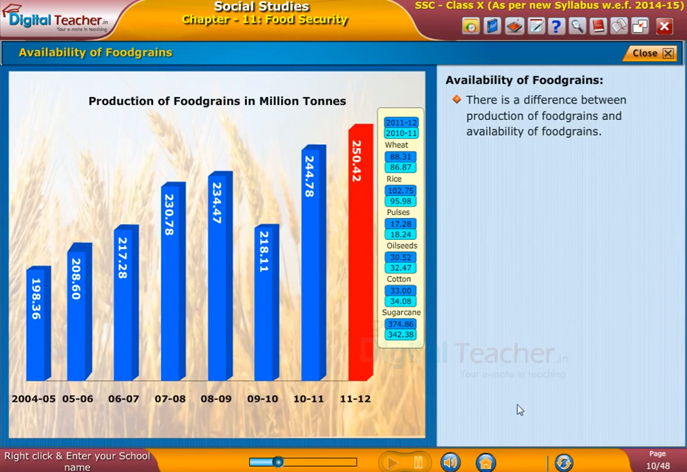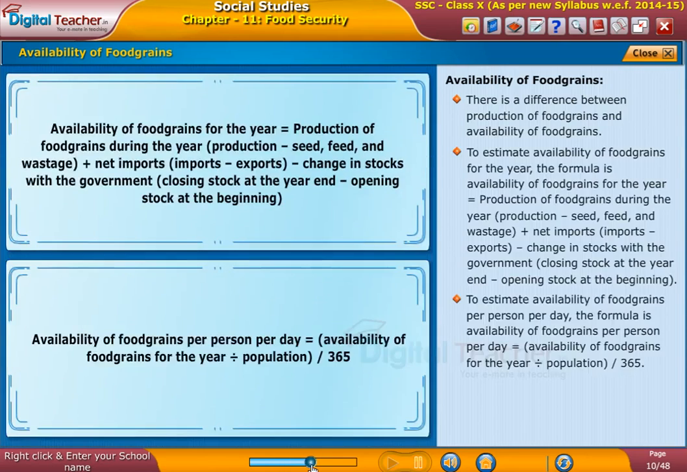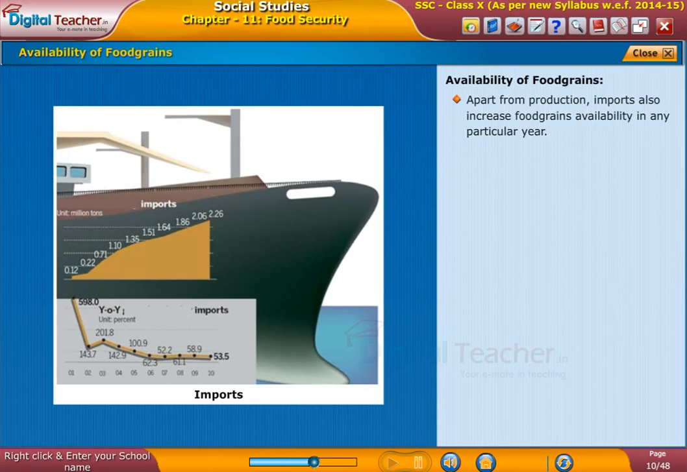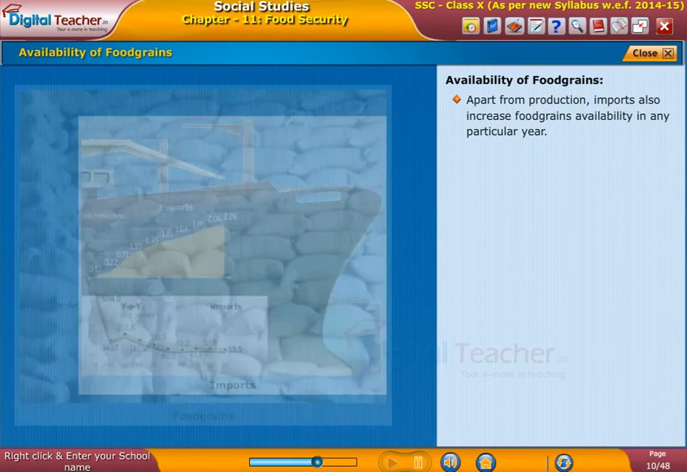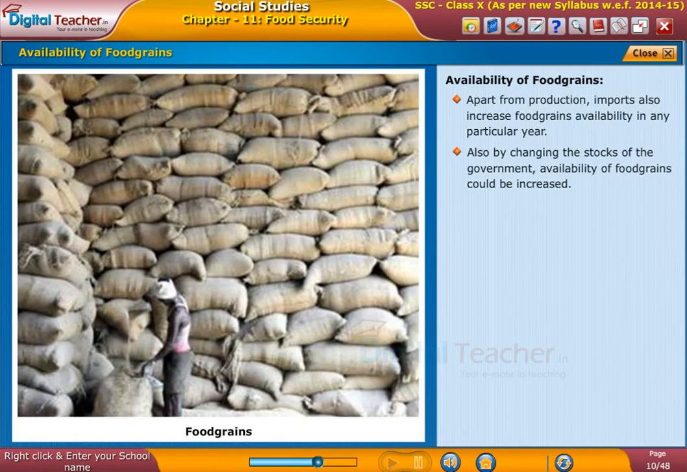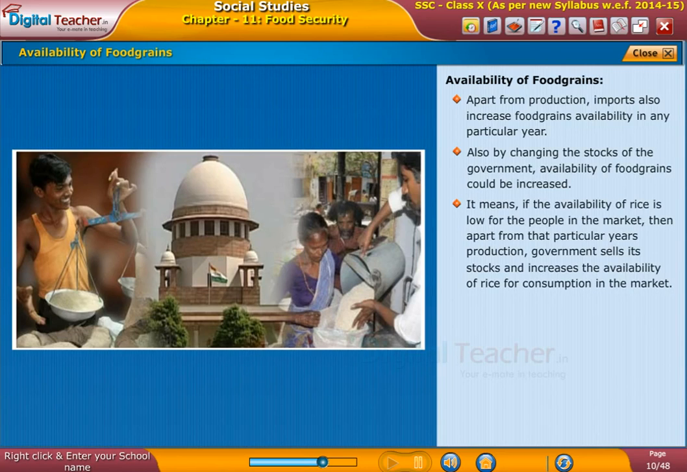There is a difference between production of food grains. Imports also increase food grains availability in any particular year. Also, by changing the stocks of the government, availability of food grains could be increased. It means if the availability of rice is low for the people in the market, then apart from that particular year's production, government sells its stocks and increases the availability of rice for consumption in the market.